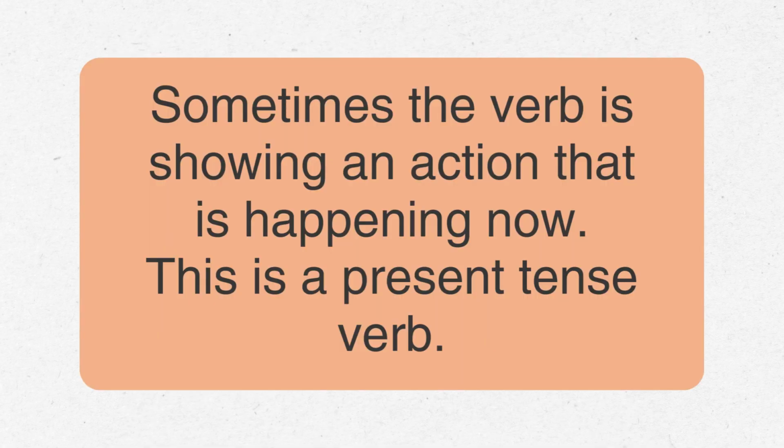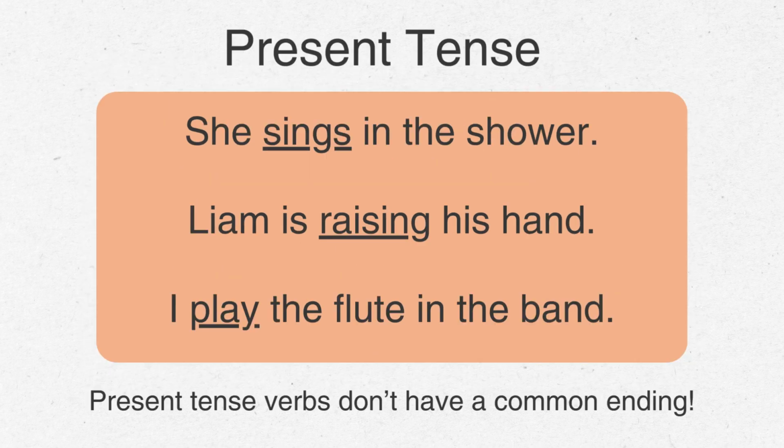Sometimes the verb is showing an action that is happening now. This is a present tense verb. Here are some examples of present tense verbs. She sings in the shower. Sings is our verb. It's showing the action in the sentence. Liam is raising his hand. Raising is the verb. It's the action in the sentence. I play the flute in the band. Play is the action. It's our verb in this sentence.